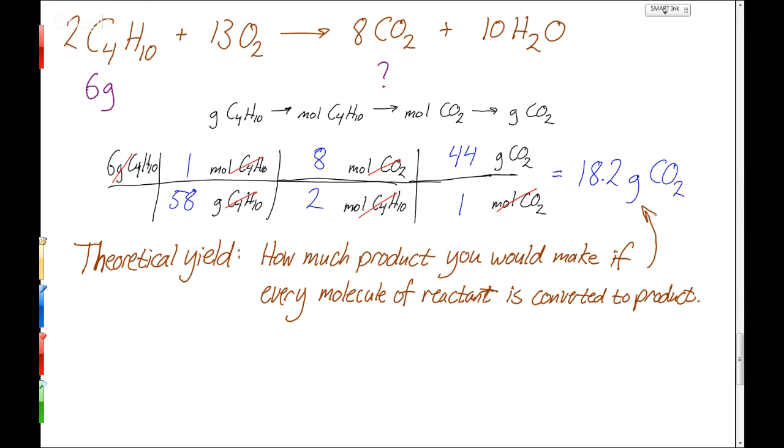In an actual situation, you would get whatever you get, and then you can get what's called a percent yield, which is the percent of the theoretical yield that you actually get. So if we got half of that, if we burn the stuff up and we only get 9.1 grams, we would say we got a 50% yield. We only got half of the theoretical yield. Some reactions, that's a really good yield. That's great if you get 50%. Others, that means maybe something went wrong. Just depends on what you're doing.